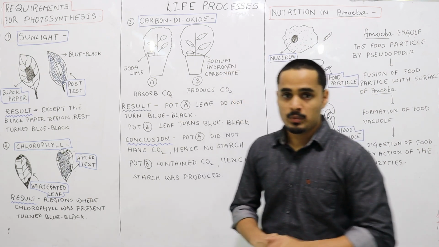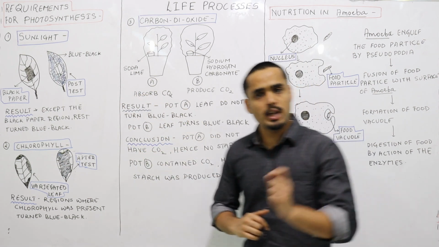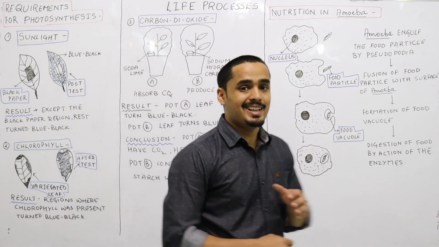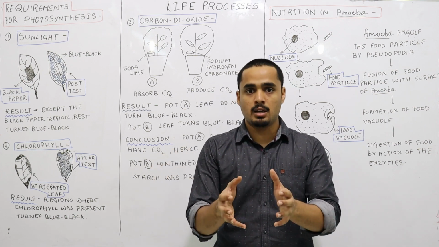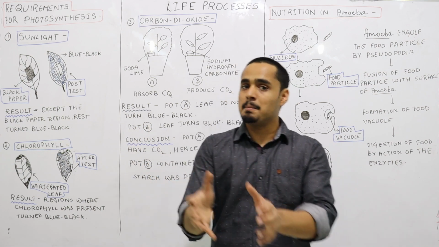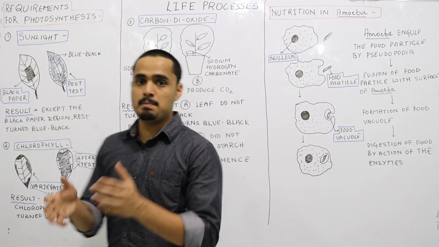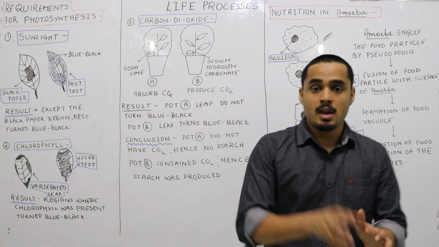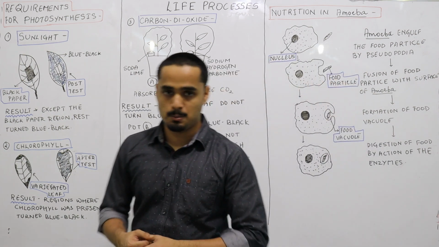Okay, so let's start. Before we perform any of these activities, there is one important step that has to be performed, called destarching. What is destarching? You take a particular plant which is going to be used for the experiment and keep it in a dark room. Why do I have to keep it in a dark room? When I keep it in the dark room, whatever starch is present in the plant will be utilized, because in the dark there is no photosynthesis.